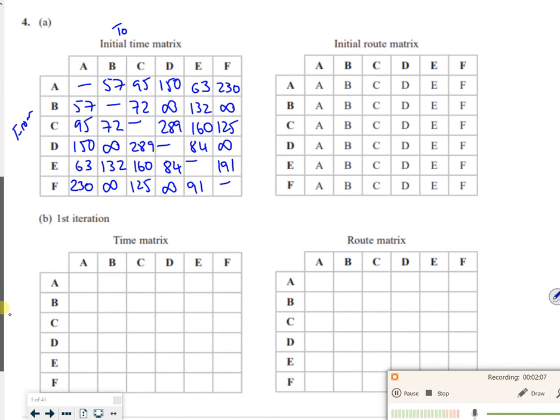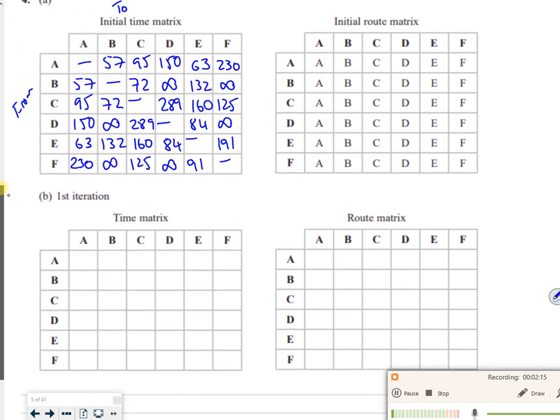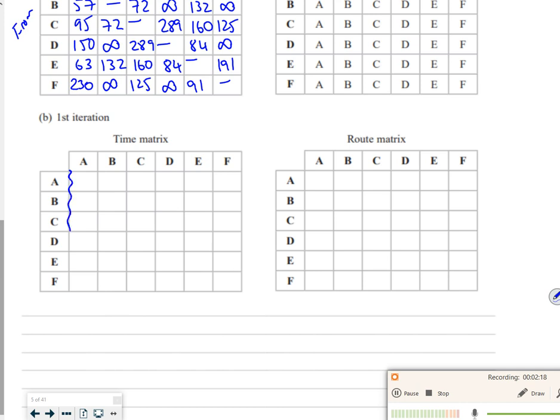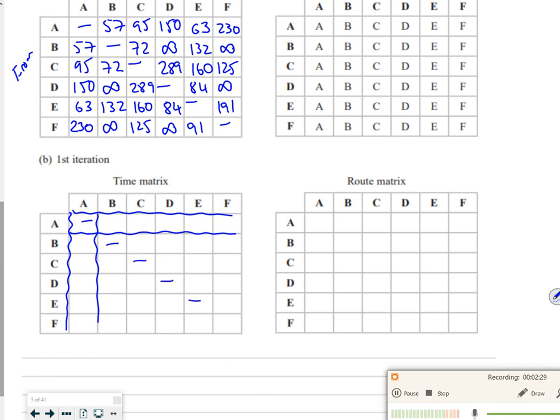So then it says the first iteration. Now this is a bit tight because it's only given us two marks for it. But the first mark will be for making sure that we don't change the first row and first column, and potentially we make some changes. So my first row, first column are going to stay the same. So I'll just put that in there. So I've got 57, 95, 150, 63, 230, 57, 95, 150, 63, 230.